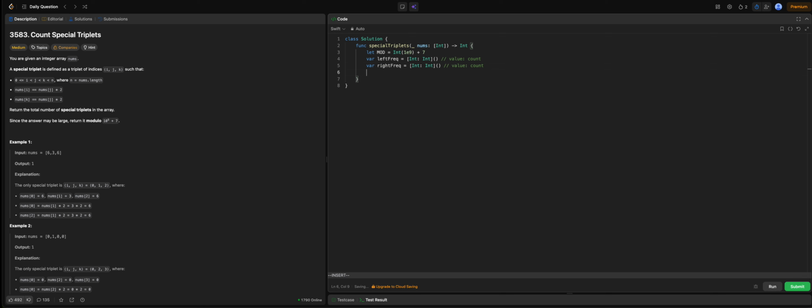Actually, don't call them left or right, just call it frequent. We're going to count the possible numbers in the right frequent first. How do we do it? We just do a frequent of num.